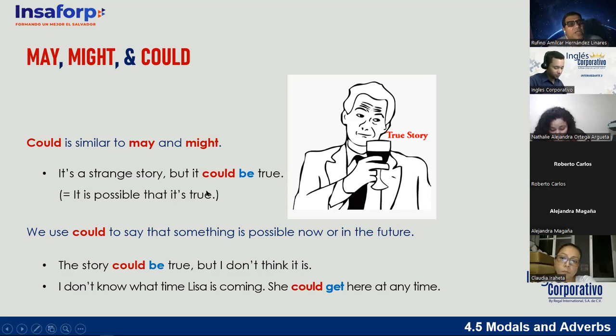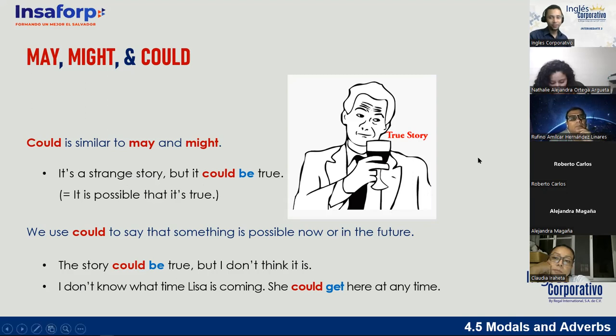It's a strange story, but it could be true. Yes, thank you. It's a strange story, but it could be true. Podría ser verdad. That means it is possible that it's true. Okay. Like this meme, true story, he says.